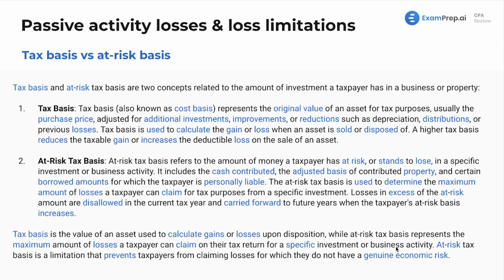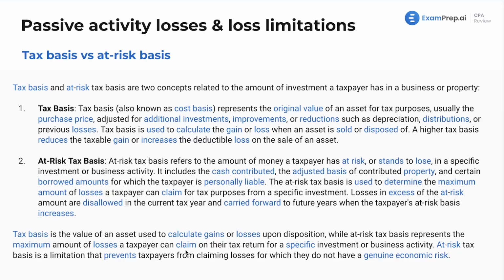This will be covered much more in partnerships, but if you've got $10,000 of basis, let's say at-risk basis, and your share of partnership losses are $20,000, you're going to be capped at your basis, because the IRS doesn't want you taking the full $20,000, because that would be in excess of your basis. And you can't have negative basis. That's something we'll see later as well.